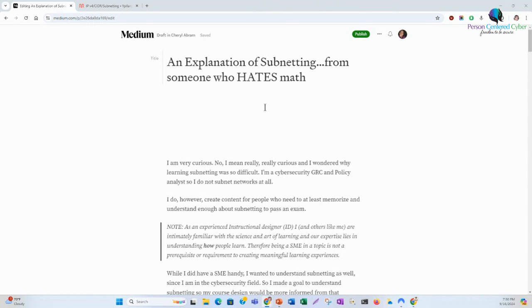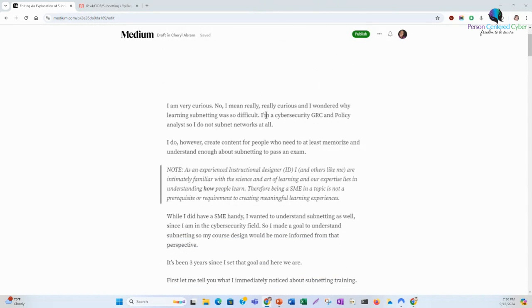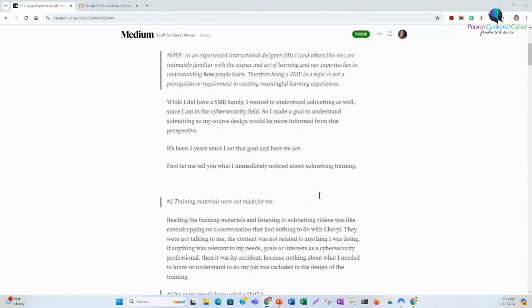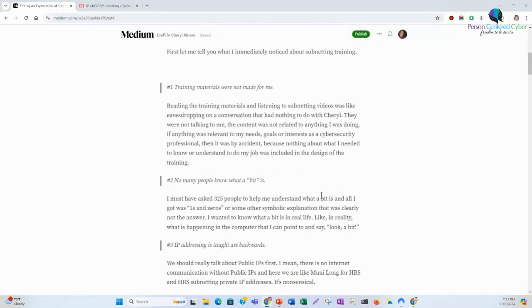This is what I started writing. Is there a date on here? This had to have been like 6 months ago. Okay. An explanation of subnetting from someone who hates math. So, I just started writing some stuff, right? It's starting with the very fundamental things, because what I know for sure is that if you can understand something at the most basic level, then the rest is gravy.